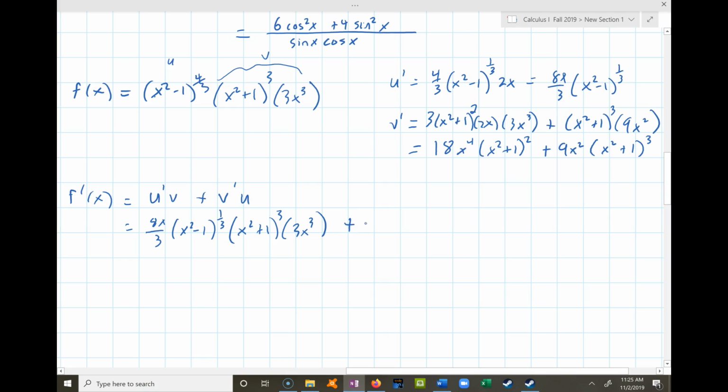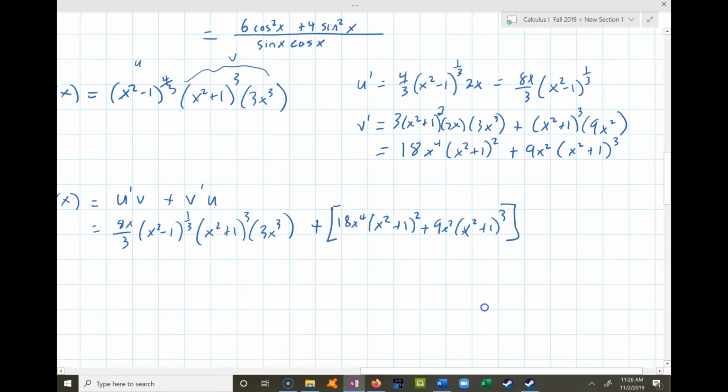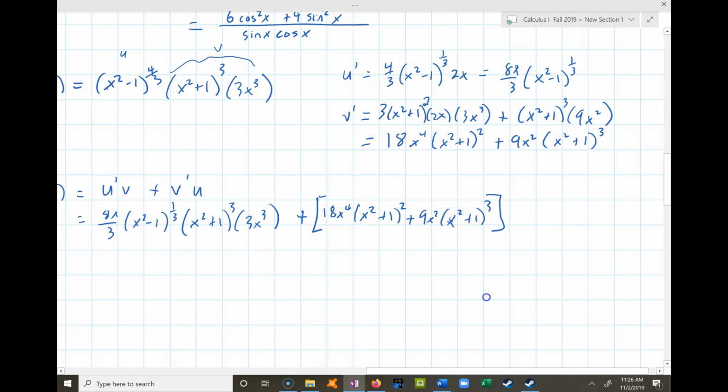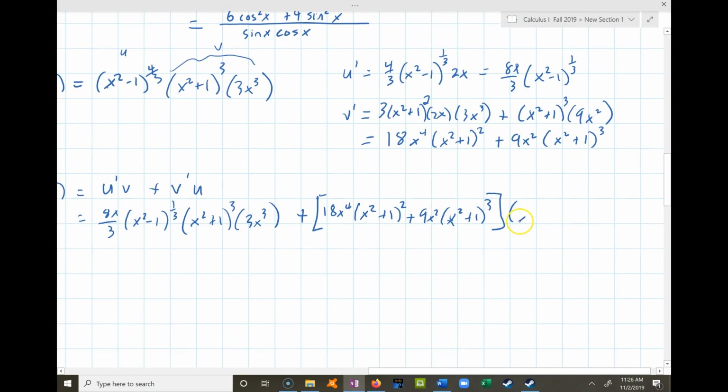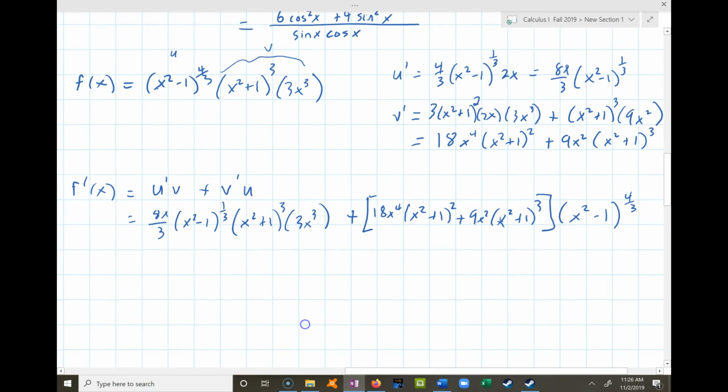Then over here, I'm going to need v prime, and I'll put a big parenthesis around that. That's 18x to the fourth times x squared plus 1 squared plus 9x squared times x squared plus 1 cubed. That's my v prime. I have to multiply that by u, which would be x squared minus 1 to the 4/3 power. Pretty slick. So then I just have to simplify a little bit.